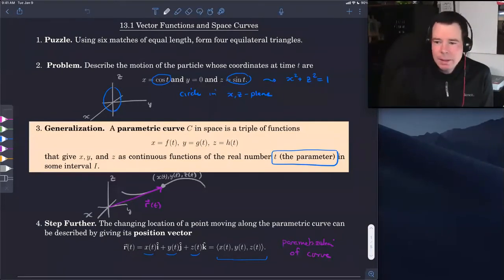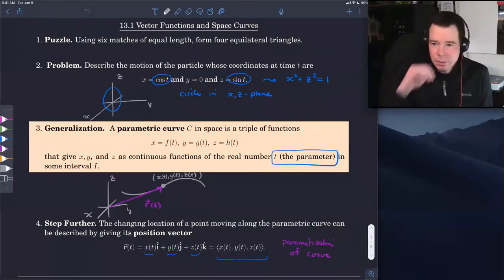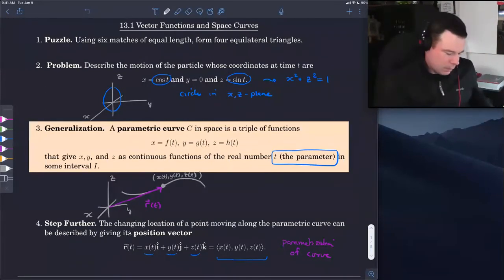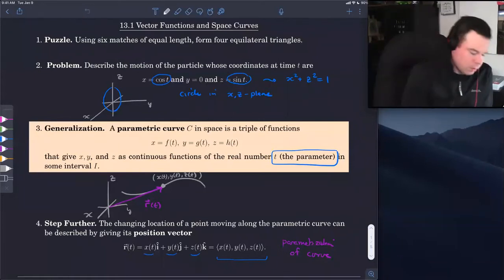So let's get into today's section. Actually, we're going to be trying to get through the next two sections today. So 13.1 is actually a fairly short section. We've already done half of it. And then section 13.2 is the calculus part of this section. So we're on vector functions and space curves.